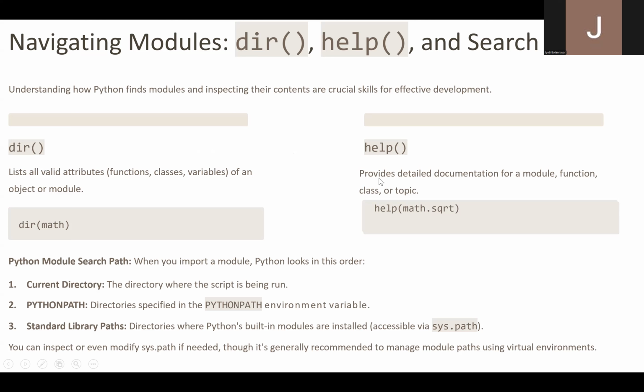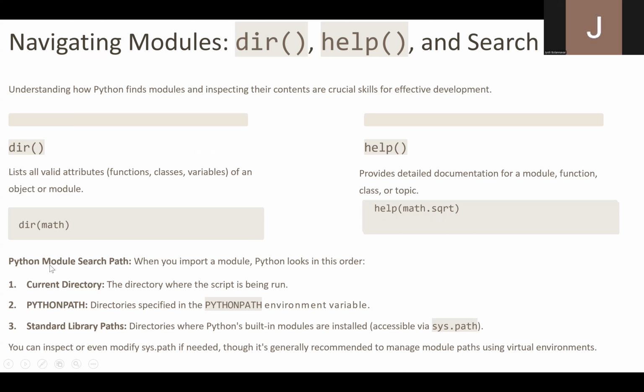Okay, next is help. Help is going to provide detailed documentation for a module, function, or a class. For example, what exactly is the math module going to do? What are the contents of the module? dir only lists them out. Help gives the detailed documentation. For example, if you want to know about sqrt, a member of the math module, then you give help(math.sqrt). Then it is going to generate a detailed document regarding sqrt. Clear?